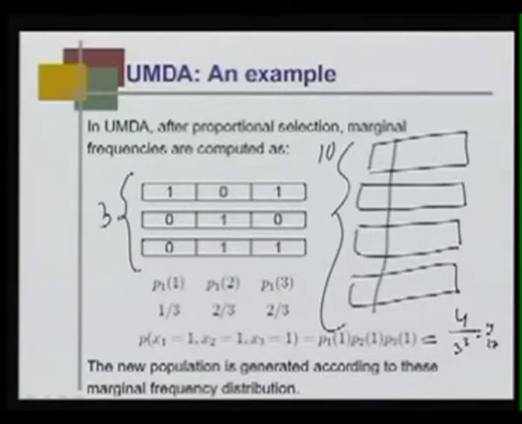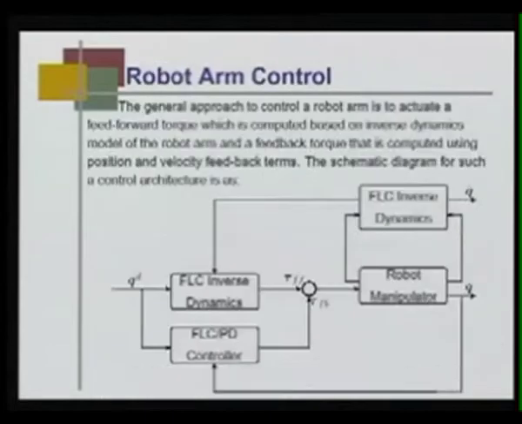So, for the new strings, in the first bit I will generate a 1 with probability 1 upon 3, and with probability 2 upon 3, 0 is selected. In the second bit, with probability 2 upon 3 I select a 1, otherwise 0. Similarly, for the third bit, with probability 2 upon 3 I select 1 and with probability 1 upon 3 I select a 0. So, this is UMDA, the univariate marginal distribution algorithm.